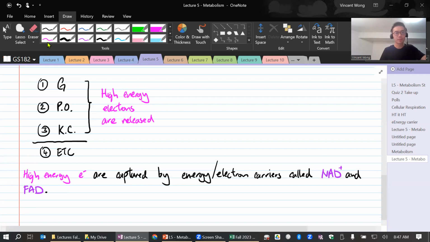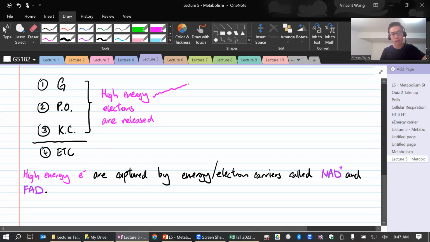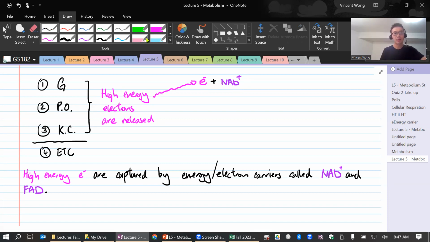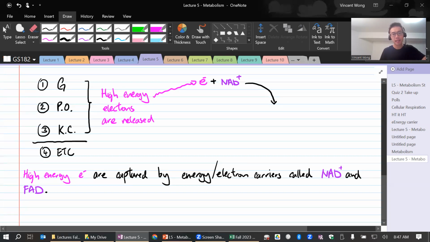Okay, so let's take a look at this. A high energy electron, right? So I'm going to draw an electron. Okay. We will capture this with NAD plus. NAD plus. And once it happens, the NAD plus will become NADH. Now I'm skipping some of the technical stuff. Like some of you might be wondering, where does the hydrogen come from, right? Like it doesn't matter for us. Okay, so just know that the NAD plus is the empty form of the molecule. Once it picks up the electron, it becomes NADH.